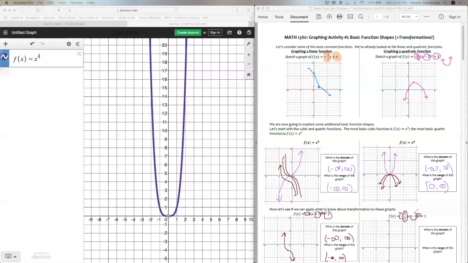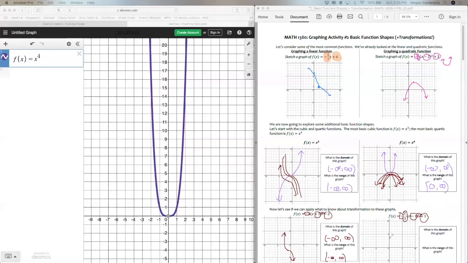And then how about this -1? This -1 is a horizontal shift, and it's a horizontal shift to the right 1. So now my wider graph is over here. And then last, this +1 is a vertical shift up 1. So then I take that wider graph that I shifted to the right 1, and I'd also shift it up 1. Now you can see it's starting to get really messy there, and that's why we tend to redraw them on a new graph.